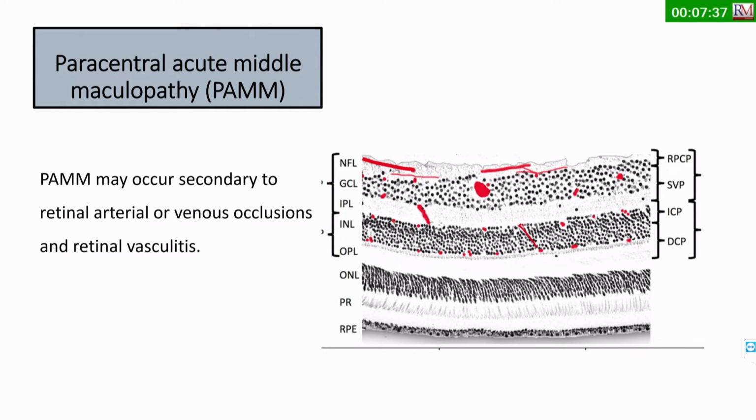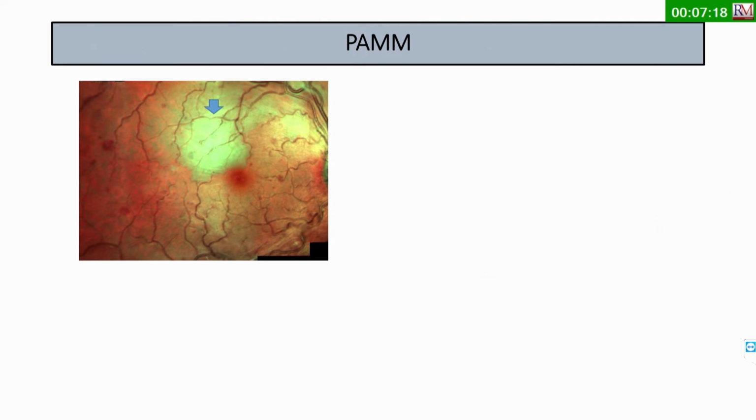When we move deeper with the slab towards the middle retinal layers, we have PAMM, or paracentral acute middle maculopathy, which may occur as a result of ischemic insult affecting the inner and deep capillary plexuses, and may occur in isolation or following various retinal diseases like retinal venous occlusion, retinal arterial occlusion, and also retinal vasculitis. Here, for example, a patient with central retinal vein occlusion and upper temporal branch retinal artery occlusion.